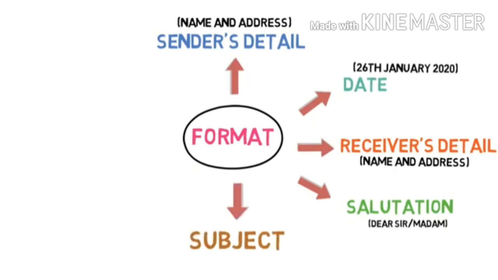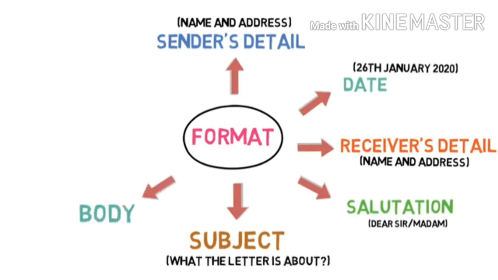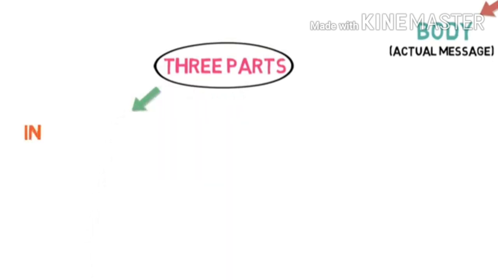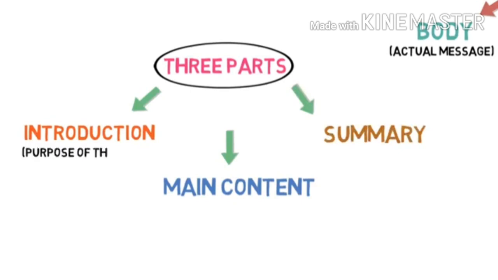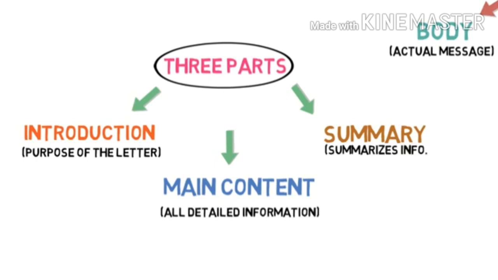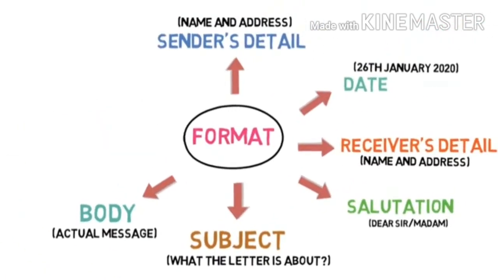Next one is subject. Here subject means what the letter is about. What are you going to write in the letter? Next one is body part. Body part of the letter means here only you are going to write the actual message. It has three parts: introduction, main content and summary. In introduction you write the purpose of the letter, why you are writing. Main content, all detailed information you have to write. Summary, you have to summarize that.